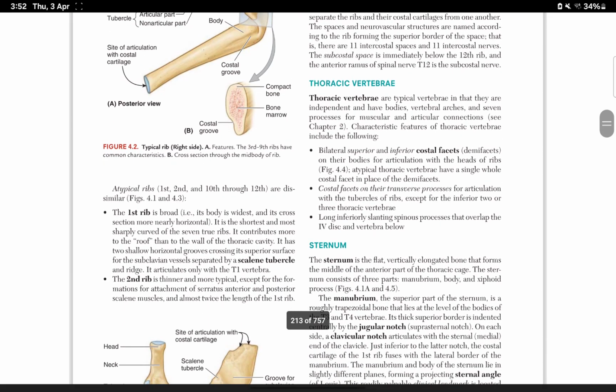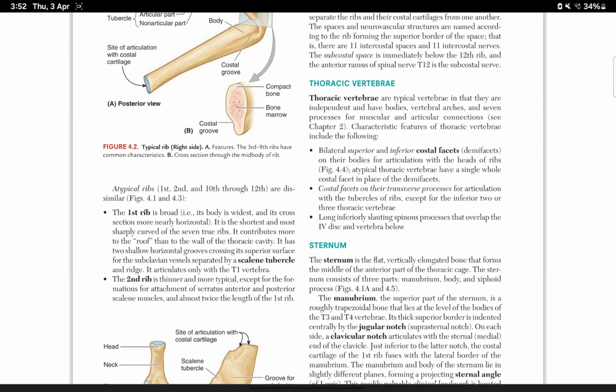The thoracic vertebrae are typical vertebrae in that they are independent, have bodies, vertebral arches, and seven processes for muscular and articular connections. Bilateral superior and inferior costal facets, that is demifacets, are on the bodies for articulation with the heads of ribs.